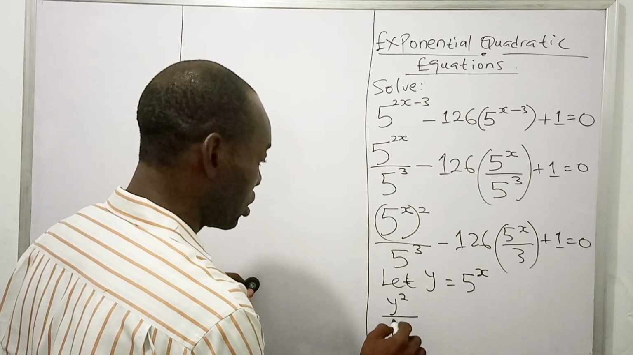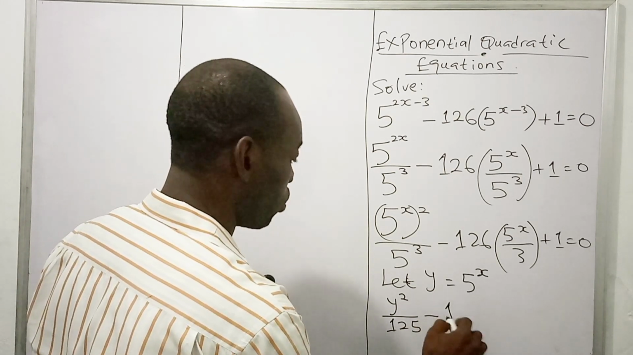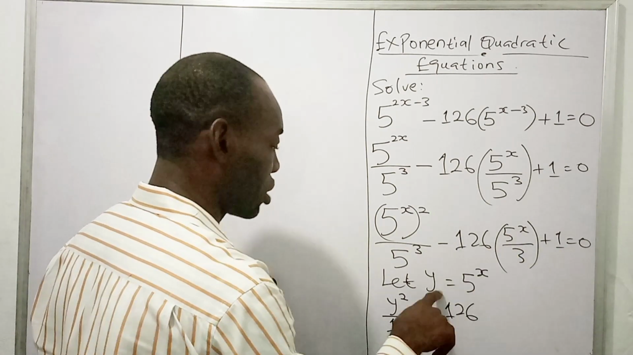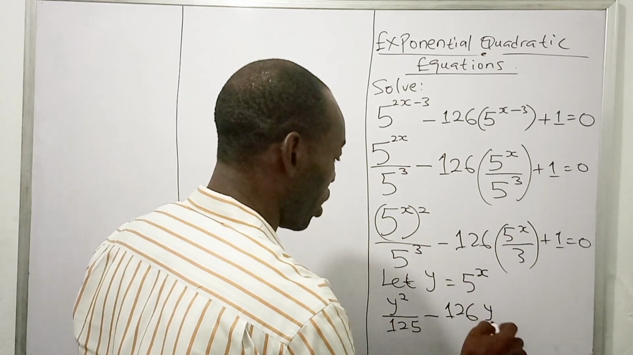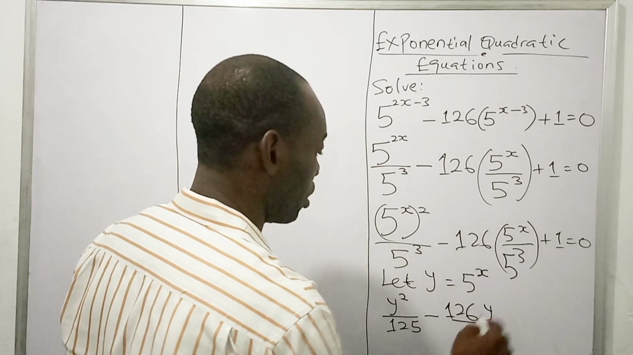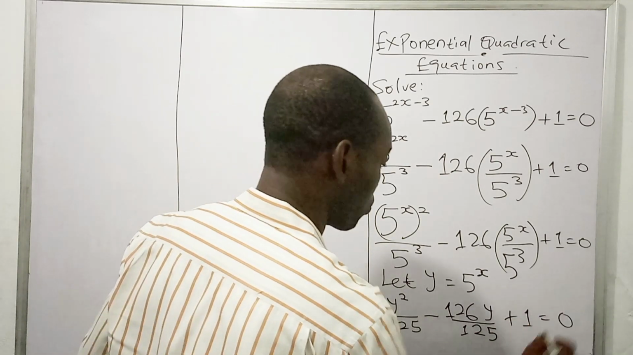We can expand that already. That's 125, that's 5 times 5 times 5. Then minus 126. Then the 5 raised to the power x again, we've called that y, so that'll be y, all over 5 raised to the power 3. So that's 125 as well. Then plus 1 equals 0.